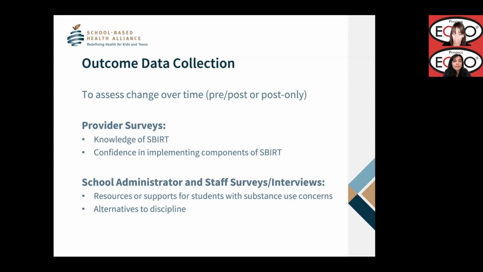Additional methods that we can use to collect data to measure the outcomes of SBIRT are survey or interview data, either at pre and post implementation or just post implementation if time and resources are limited. For example, we can do surveys with providers that assess changes over time as a result of SBIRT implementation and their knowledge of SBIRT, and changes in confidence to implement SBIRT, as Sarah had mentioned earlier. We can also do surveys or interviews with school administrators or school staff to measure changes in their perceptions of things like having resources for students with substance use concerns or seeing SBIRT as an effective alternative to discipline.